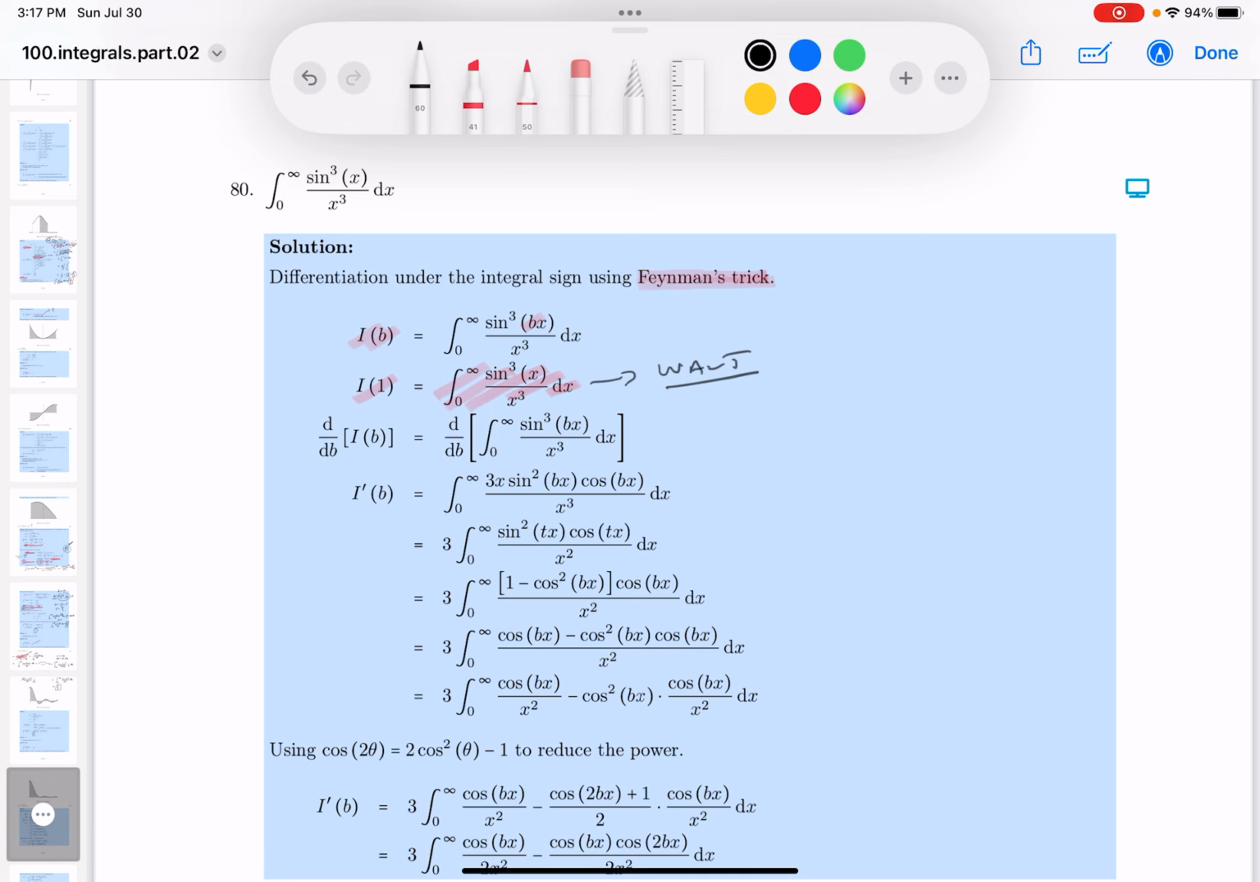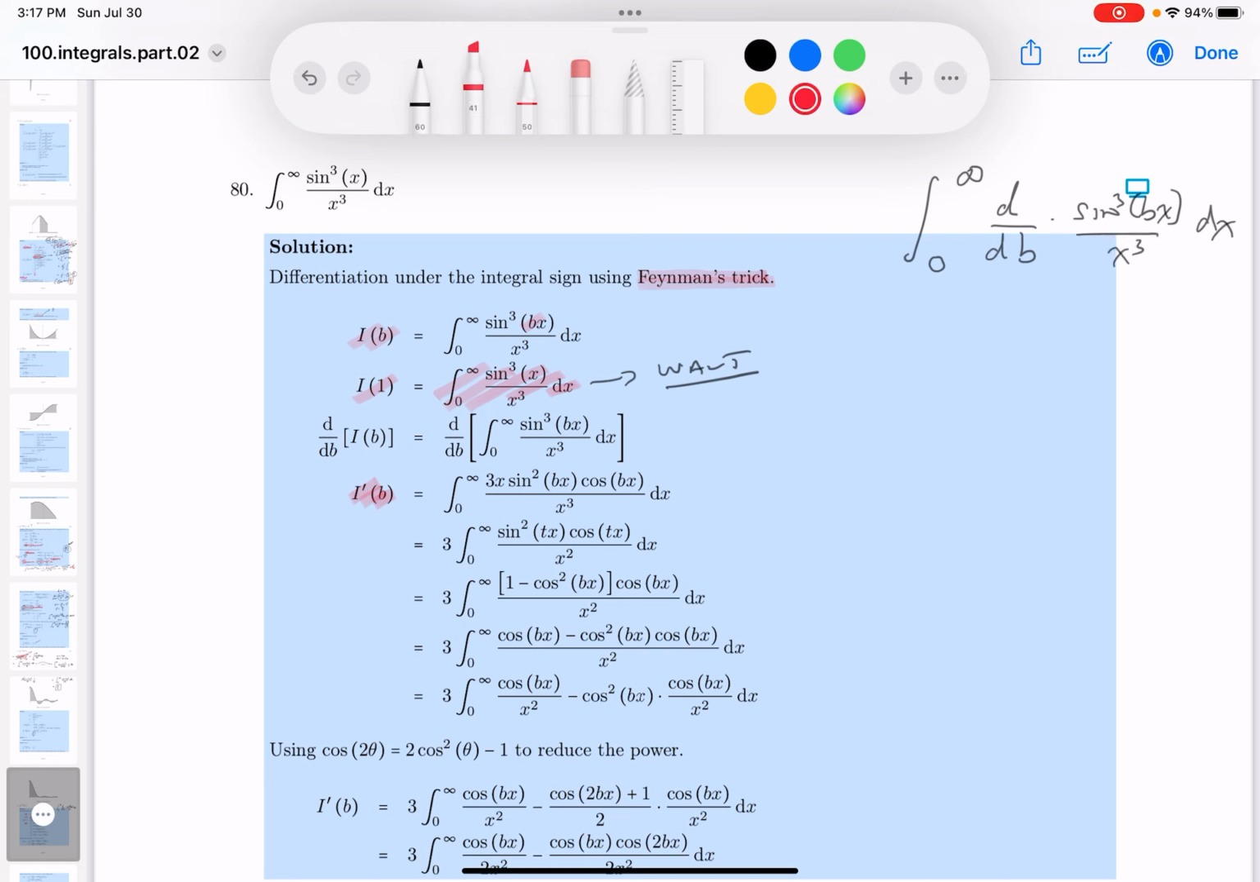What I'm going to do now, I'm going to differentiate both sides with respect to B. The left side's really easy to differentiate. The right side a little more complicated. I do want to write it down for you, though. So really what we're doing is we're differentiating the integrand with respect to B. What's the integrand? It's sine cubed bx over x cubed dx.